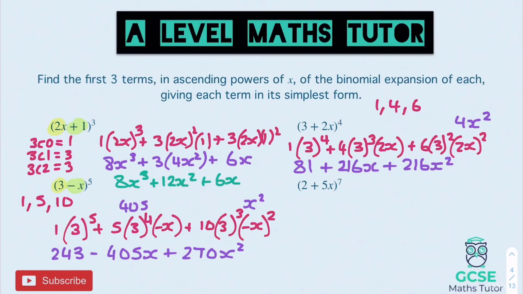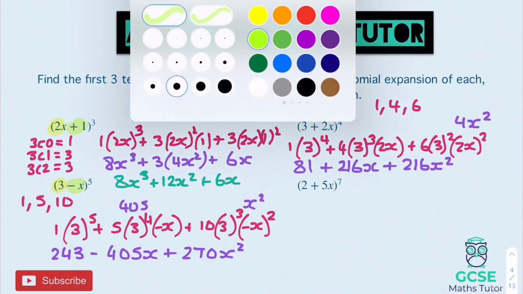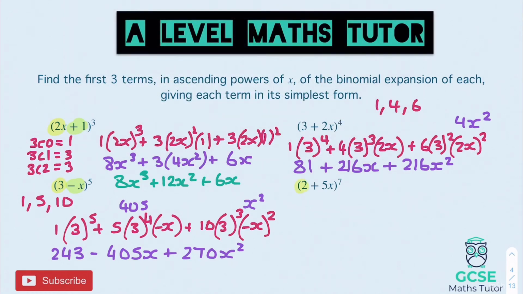And on to our last one. And again, let's have a look at what pieces we have. So for our first piece there, we have 2. And the second piece in the bracket, we've got positive 5x, and this time it's to the power of 7. So 7C0 is 1. 7C1 gives us 7. So we have 1 and 7. And then for the last one, 7C2 is 21. There we go. Okay, so for our pieces here then, we have one lot of 2 to the power of 7. And in the next piece, we've got 7 lots of 2 to the power of 6.